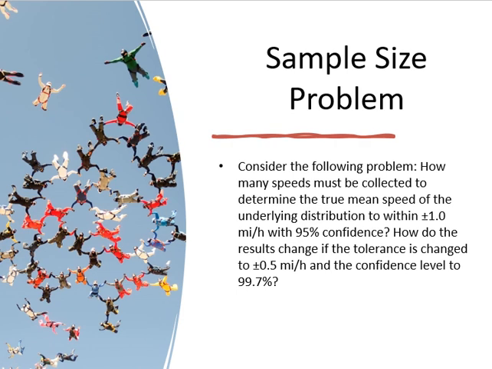We have this question which says: how many speeds must be collected to find out the true mean speed of the distribution within plus minus 1 mile per hour with 95% confidence, and how will the results change if the tolerance is changed to plus minus 0.5 and the confidence level is changed to 99.7%? So we are using one of these equations.